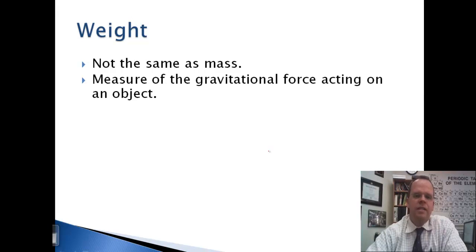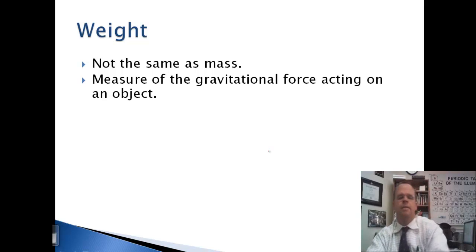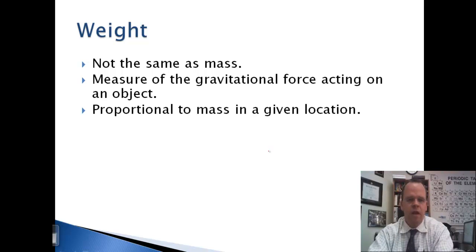Weight is the gravitational force that's acting on an object. How much is the Earth, or whatever planet it happens to be on, pulling on the object? This is proportional to mass, but it is not the same thing as mass. Mass never changes based on location. You have something on the Earth, on the Moon, on Jupiter, in outer space, it's always going to have the same mass and the same ability to resist the change of motion.